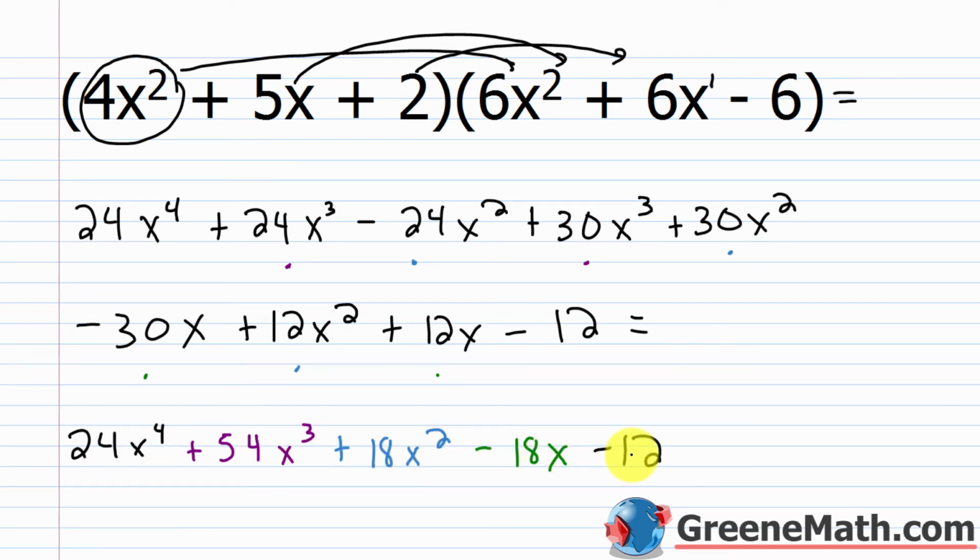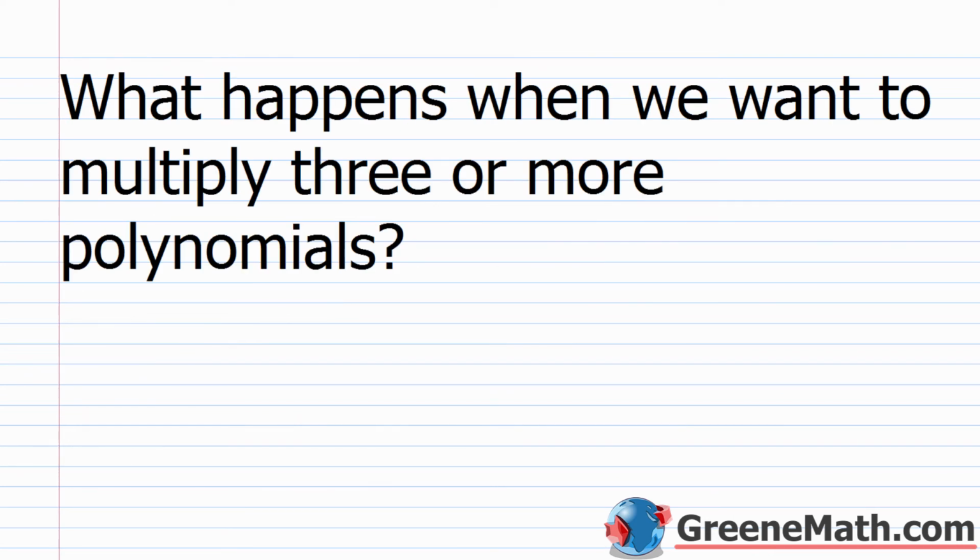So what happens when we want to multiply 3 or more polynomials? Well, it's just like when you're multiplying 3 numbers. If I have something like 3 times 5 times 2, I can multiply in any order, as long as I multiply everything together. So in other words, I can do 3 times 5, that's 15, then 15 times 2 is 30. Or I could switch this up and say, okay, I can do 3 times 2 times 5. So 3 times 2 is 6. 6 times 5 is 30.